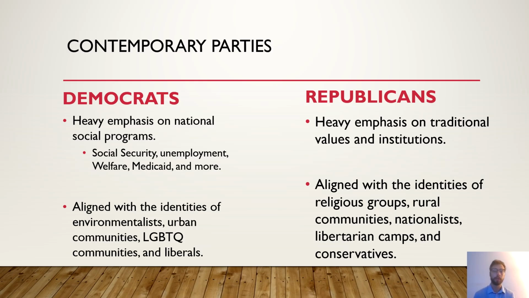So contemporary political parties, we see Democrats within the United States tend to have a heavier emphasis on national social programs with an intention for providing social protections on a federal level. We see Social Security on an economic level, unemployment, welfare, Medicaid, and more. So these are generally understood as we also addressed previously, talking about liberalism, a focus that the role of the state is to provide positive well-being and greater well-being for their citizens. And the Democrats take that approach by providing these protections and resources on the federal level.